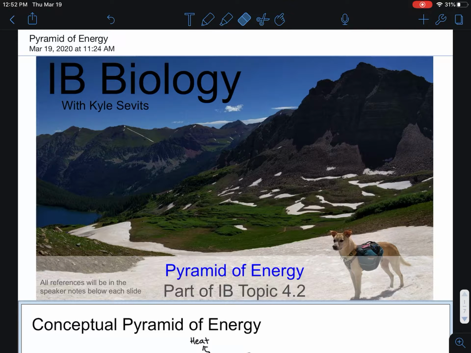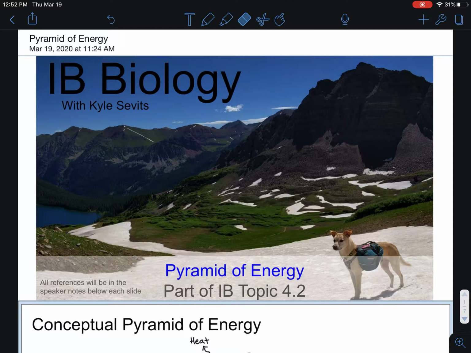Yesterday, we spent time looking at how energy flows through ecosystems in a one-way direction. It comes in as light energy and leaves as heat energy. Unrecyclable. We cannot turn heat energy back into chemical energy. It's a dead end.